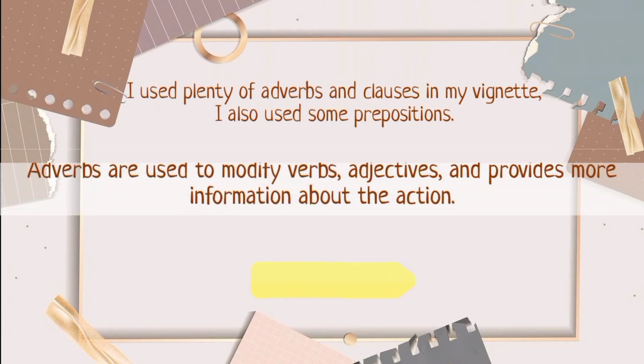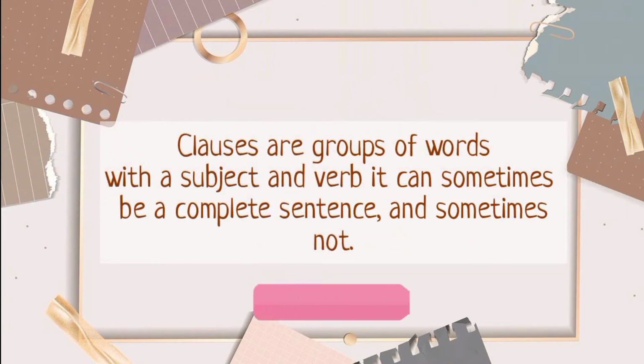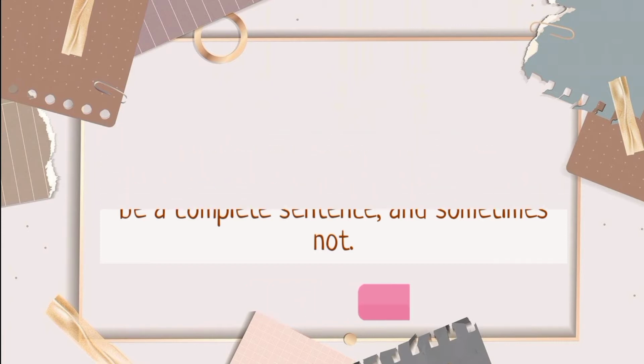Adverbs are used to modify verbs, adjectives, and normally provide information about the subject or the verb. Clauses are groups of words with a subject and a verb. Unlike phrases, phrases don't have subjects and verbs. Clauses can act independently and sometimes can't act independently.